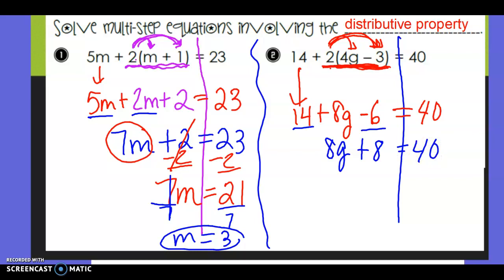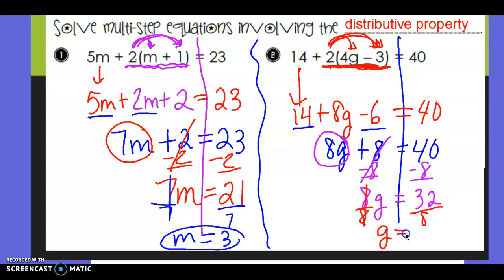All right, I've got my basic two-step equation now. I want to get that 8g all alone, so I can subtract 8 from both sides. These cancel out, and I have 8g equals 32. And my last step is going to be to divide by 8, which gives me 1g equals, and then 32 divided by 8 is 4.